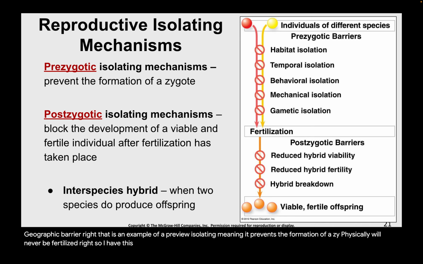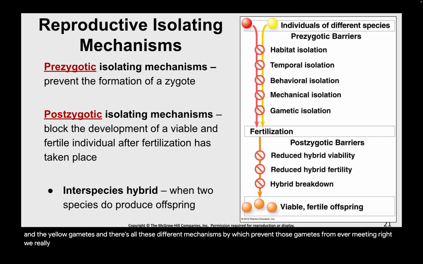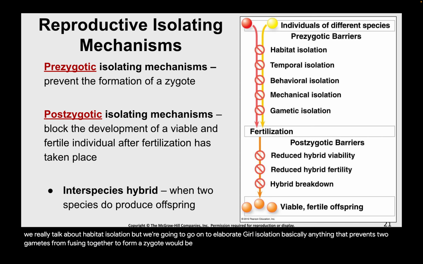So I have this nice flow chart here, right? Our gametes are represented by colors here, the red gamete and the yellow gamete. And there's all these different mechanisms which prevent those gametes from ever meeting, right? We really talked about habitat isolation, but we're going to go on to elaborate on other forms like temporal or behavioral isolation. But basically anything that prevents two gametes from fusing together to form a zygote would be prezygotic isolating mechanisms.